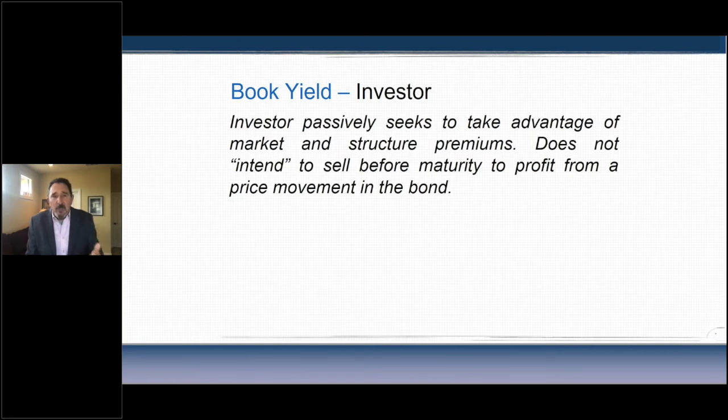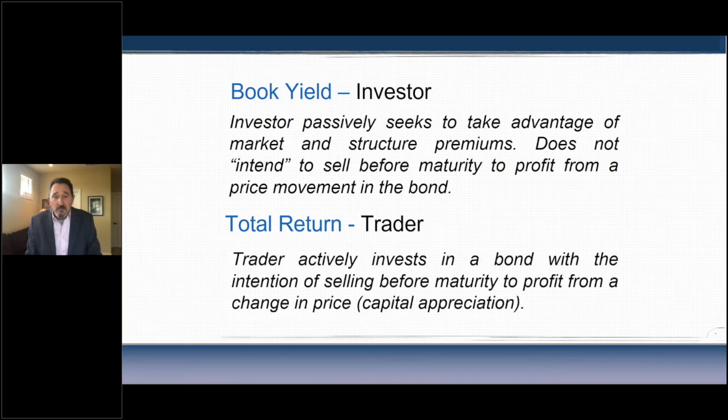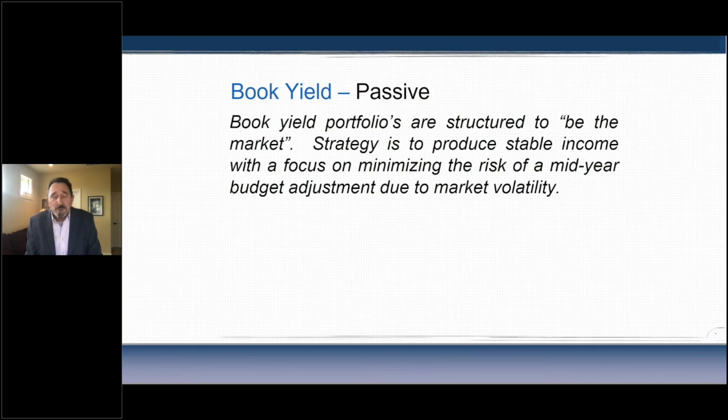The investor passively takes advantage of market and structure premiums, since it doesn't intend to sell the security before maturity to profit from the price movement of the bond. Its focus is on yield. It doesn't care that the bid and offer spread is slightly wider than it would be on a bullet or a treasury. It looks to take advantage of those risk premiums. The active investor or trader, on the other hand, is going to invest in the bond, and its intention is to sell before maturity.